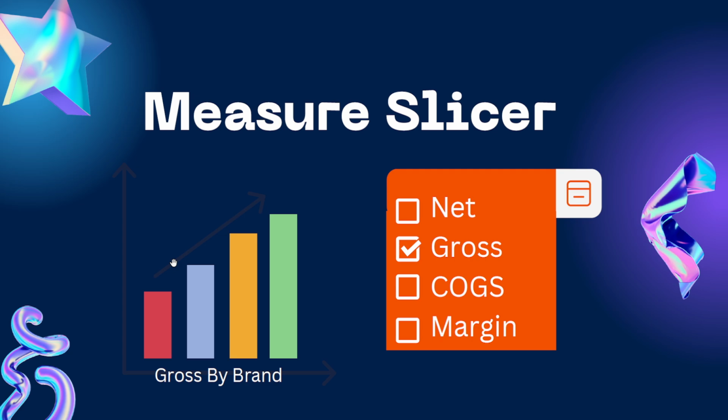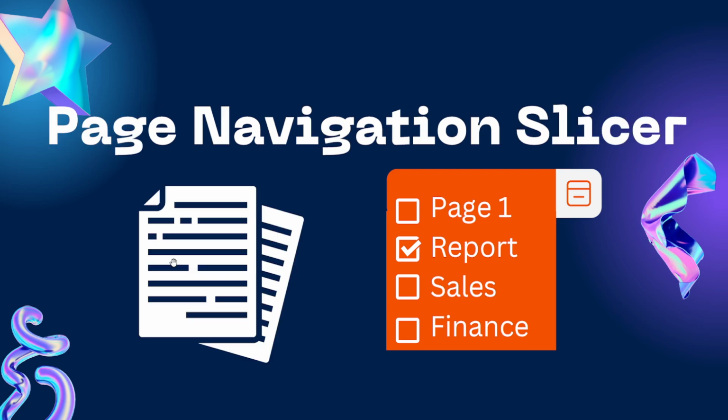Then comes the measure slicer. In the old way of the measure slicer, you need to create a table where you have the names of the measures, and then you need to write a measure which will change the value of the measure, the new measure, based on the selection. So basically if you select net, it will display the value of the net measure. If you select gross, it will display the gross sales value.